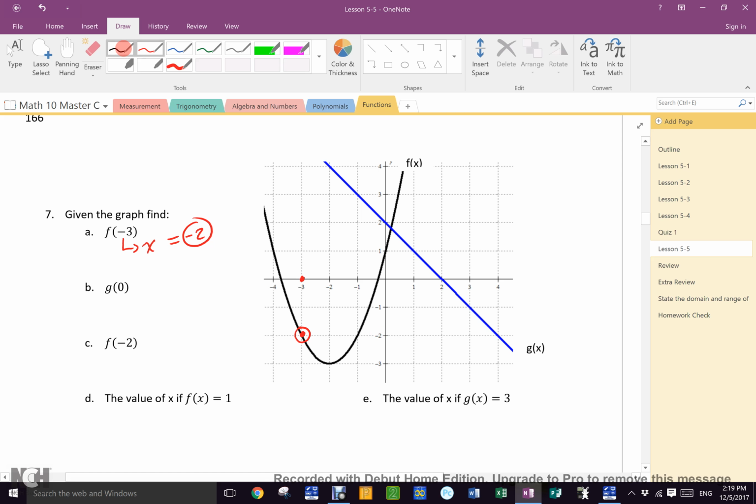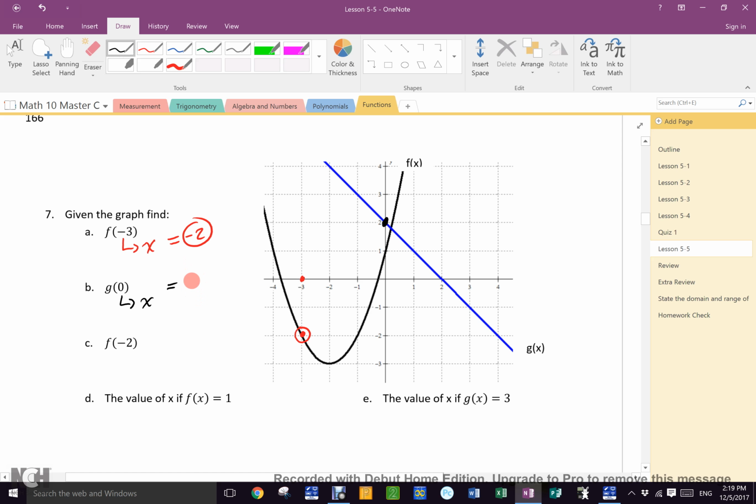Great. You tell me the g of 0. Is that an x value or a y value? It's an x value. So I go to 0. Now I need to find my output on the straight line. What is it, Nick? 2. Right there.